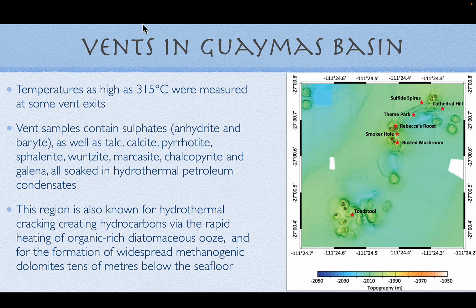What's interesting here is that this region is also known for its very organic-rich sediments, where we have not the usual burial-related, catagenic generation of hydrocarbons. Rather, we're seeing it thermally cracked by these hot emplacement sills, cracking quite immature organic-rich sediments. So we heat up these organic-rich diatomaceous oozes and we form hydrocarbons. And also because of that organic-rich methane generation, it's also the type area, as we discussed in the dolomite course, for methanogenic dolomites, which are forming a few tens of meters below the surface by the activity of methanogenic archaea.